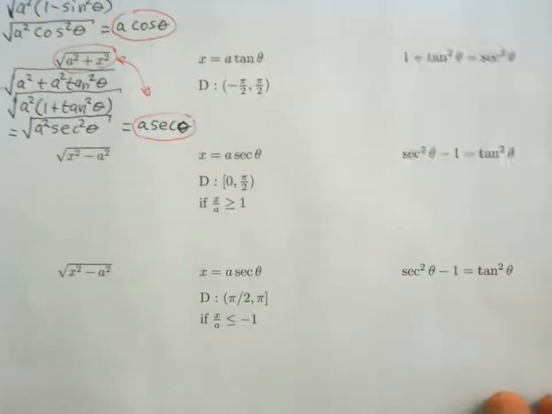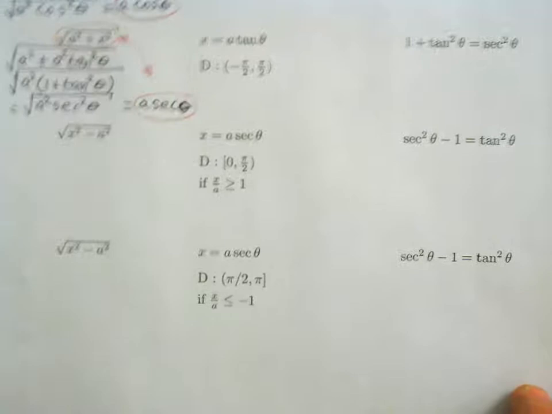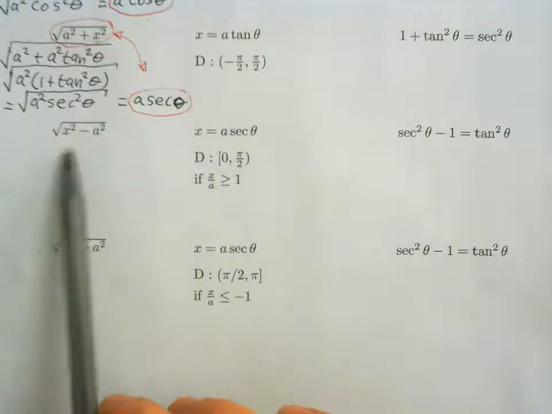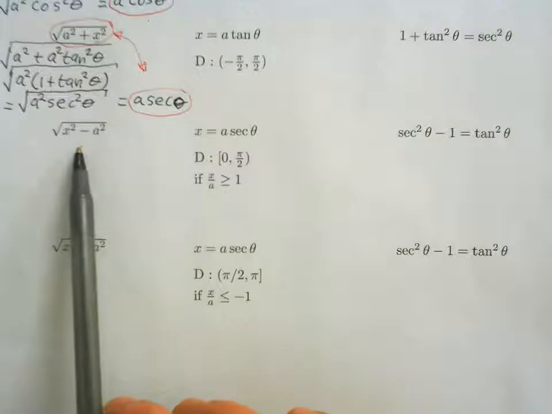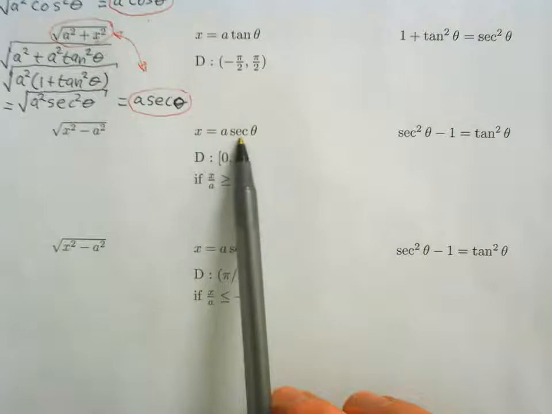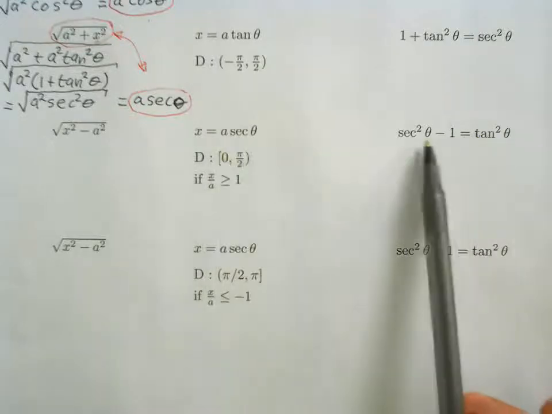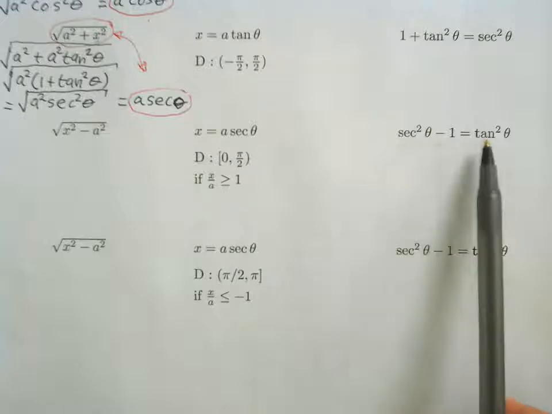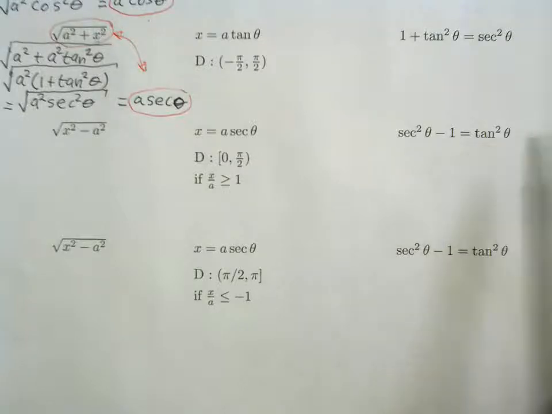Okay, a third place where we use trig substitution. If we have the square root of x squared minus a squared, we use x equals a times secant of theta. The related identity is secant of theta squared minus 1 equals tangent of theta squared.